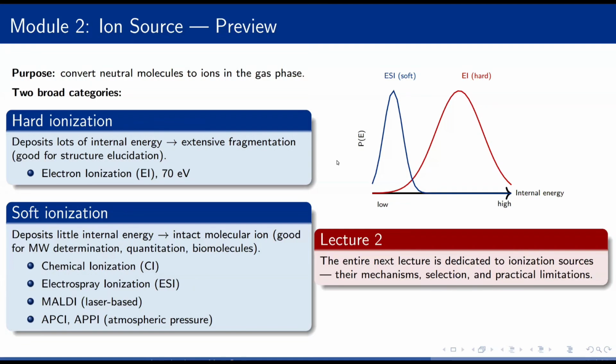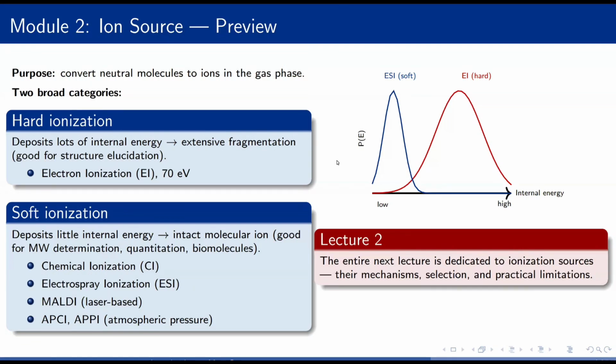The molecular ion mostly survives intact. The spectrum is simple, sometimes just one peak. That's great for measuring molecular weight and for quantitation. It's less useful for structure elucidation on its own, though we can follow up with fragmentation in a tandem MS experiment. The plot on the right sketches the internal energy distribution after ionization.